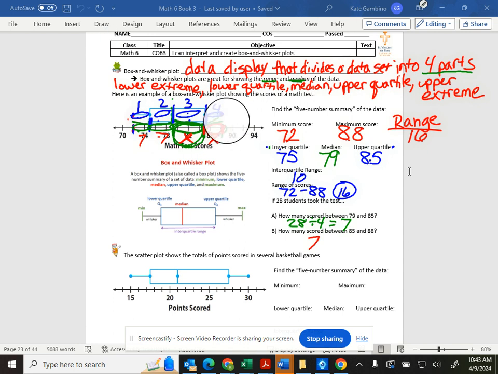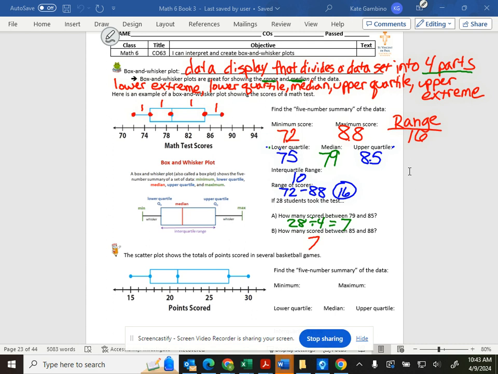So if we look at the original box and whisker, we know from the farthest out point to that lower quartile is 1 section. We know from that lower quartile to the median, that's another section. From the median to the upper quartile is another section, and the upper quartile to our farthest point is another section. They all have the same number of data points in them.